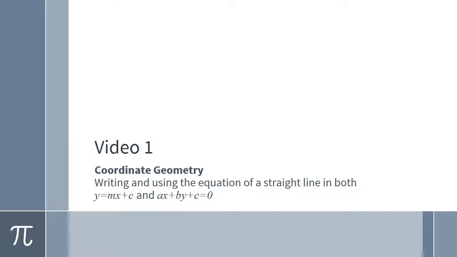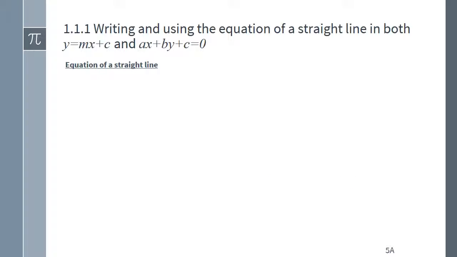Video 1, Coordinate Geometry. In this lecture we're looking at writing and using the equation of a straight line in both forms: y equals mx plus c and ax plus by plus c is equal to 0.